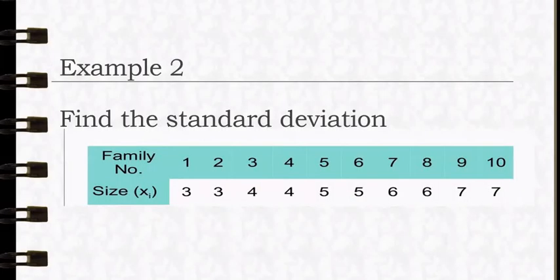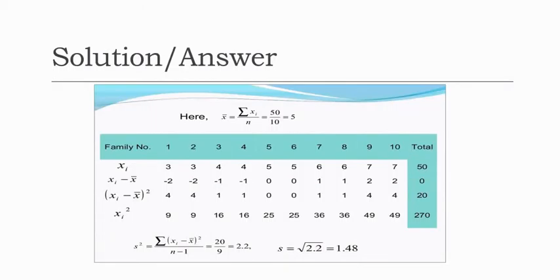For example, find the standard deviation of the family size of 10 families. The first family has a size of 3, meaning there are 3 people, and the 10th family has 7 people. How spread apart are these family sizes? First you find the mean, 50 divided by 10. Then you can present it in a horizontal table. First you list all the x sub i's, then subtract those x by x bar. Then after you subtract, you square those values.